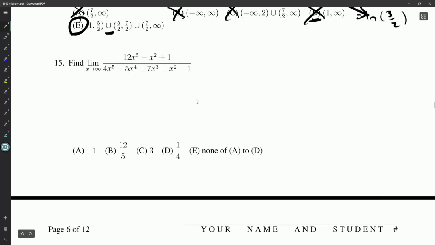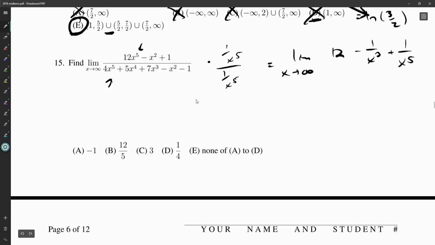Okay, 15. Find the limit as x approaches infinity of this big behemoth here. Well, I notice I've got an x to the 5 on top and on bottom. So what I'm going to do is multiply by 1 over x to the 5. So I'll get 12 minus 1 over x cubed plus 1 over x to the 5 on top. On bottom we'll get 4 plus 5 over x plus 7 over x squared minus 1 over x cubed minus 1 over x to the 5.